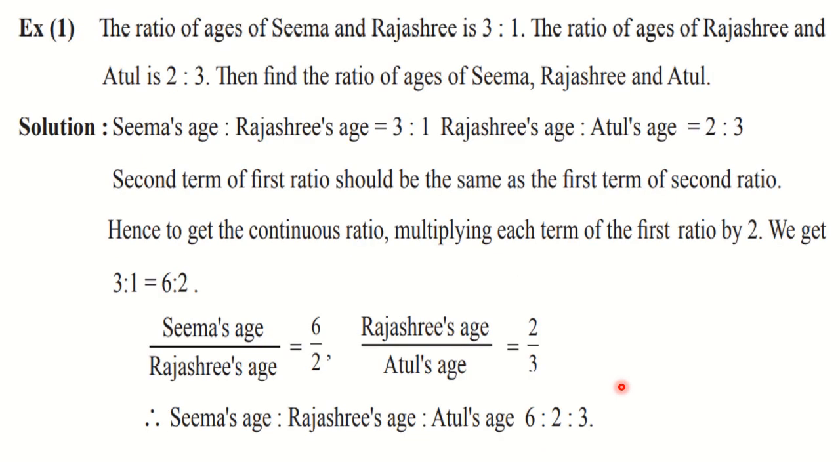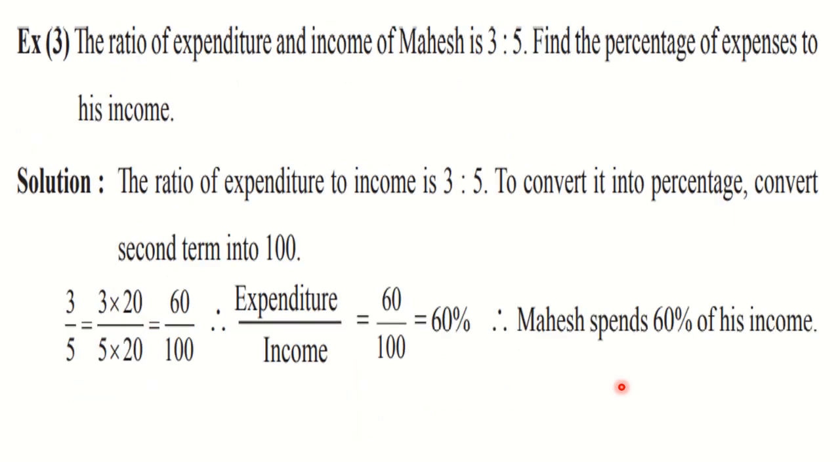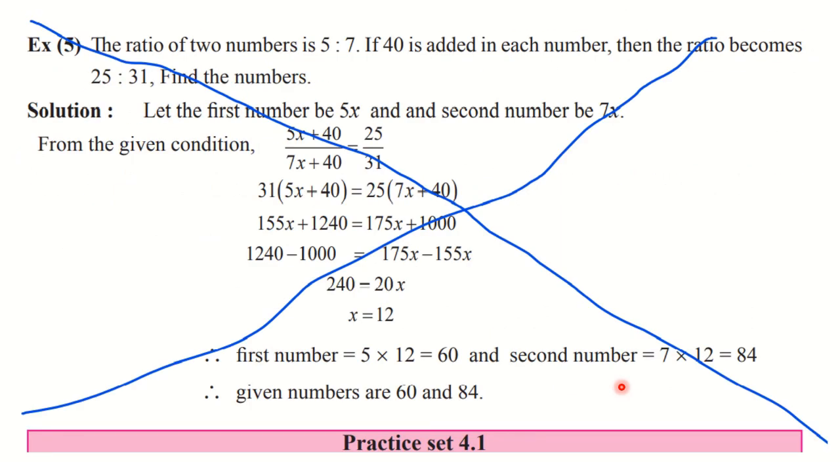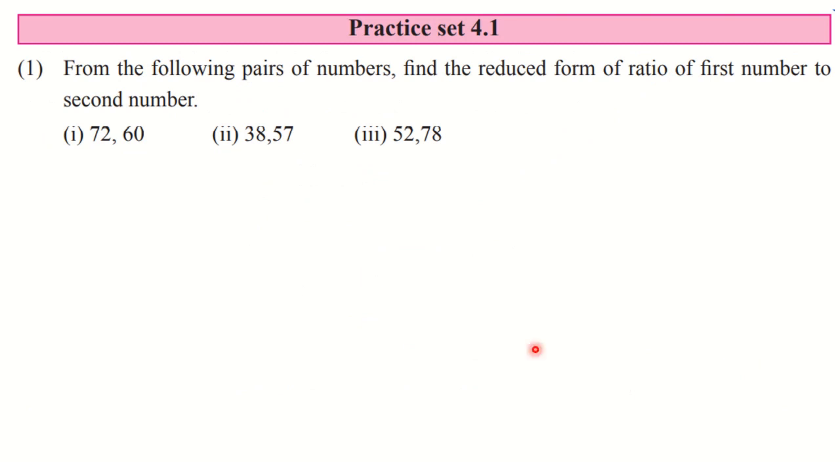Then we discussed the solved examples from the textbook. As I have said, the fifth example is cancelled. So today we are starting with practice set 4.1. Whatever properties or concepts we have seen, I have just revised for you. So you have to make use of that to solve practice set 4.1. So let us start. Question number 1.